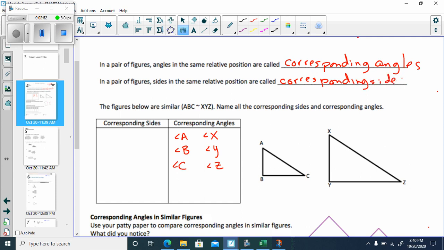So let's talk about which sides are corresponding here. AB. What does AB correspond to? It's in the same relative position as XY. Those are corresponding sides. BC, let's see what it's in the same relative position as: YZ. And AC is in the same relative position as XZ. There we go.